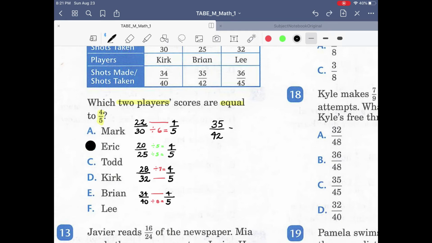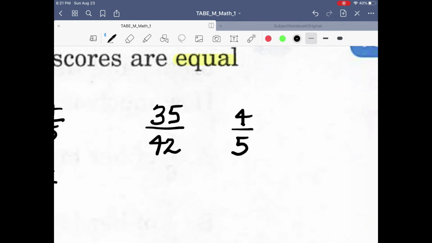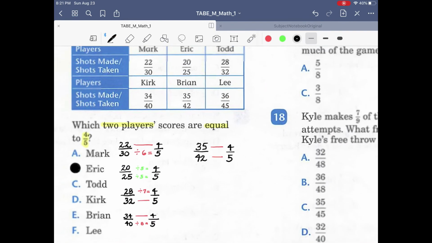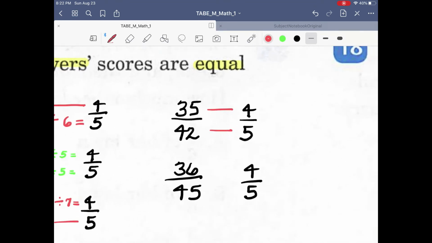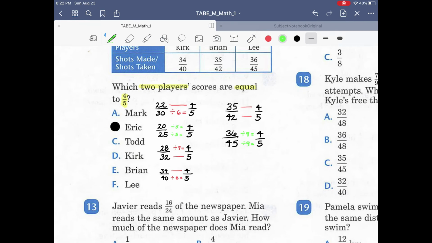Brian is 35/42. And we're comparing that to 4/5. No, this one won't work top or bottom. You can't divide those. So it must be Lee, but let's be sure, because sometimes I make mistakes, and this will help me find those mistakes if I have. Divide 9 and divide 9. So my other person is Lee.